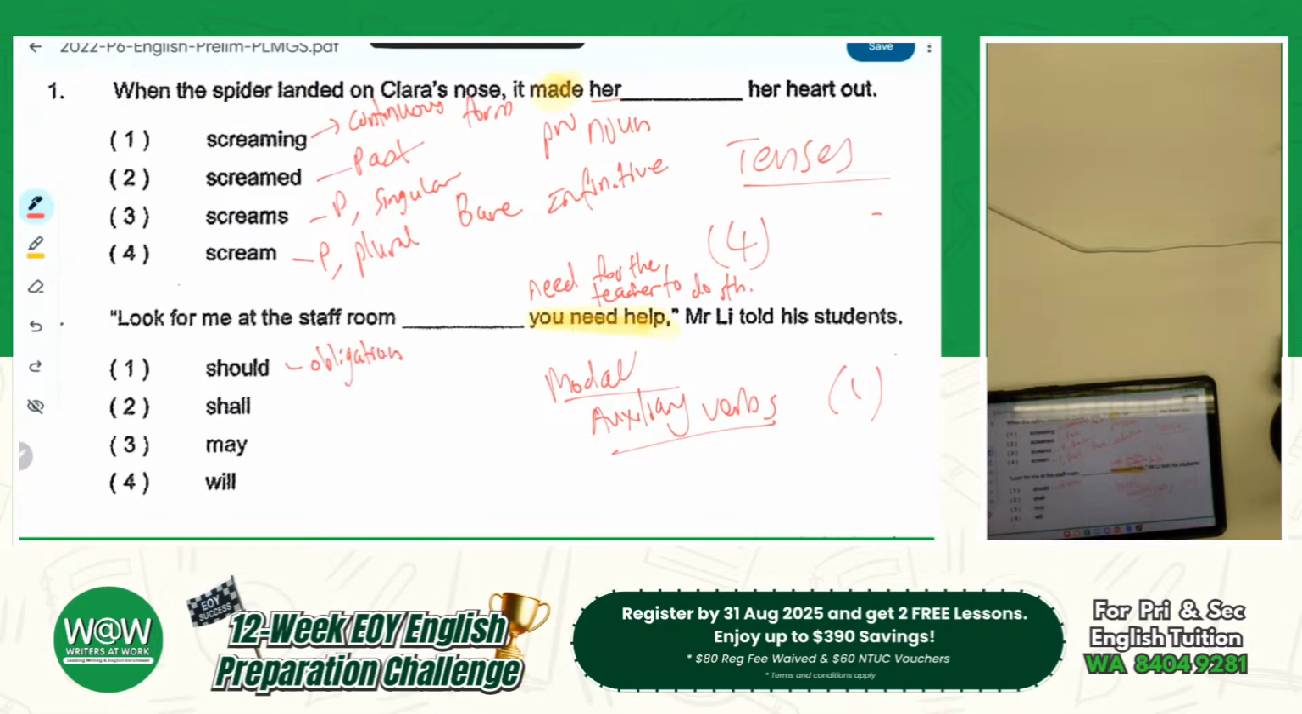Now, you can see that the other options are quite similar to our previous paper. Shall here shows determination, while may shows the kind of offer to do something. I may want to help mother with the laundry tonight. You know, I'm offering my help to her. Will shows a future event. It will rain tomorrow, said the weatherman. Future event. Okay?